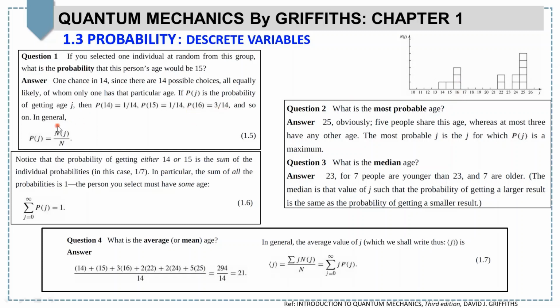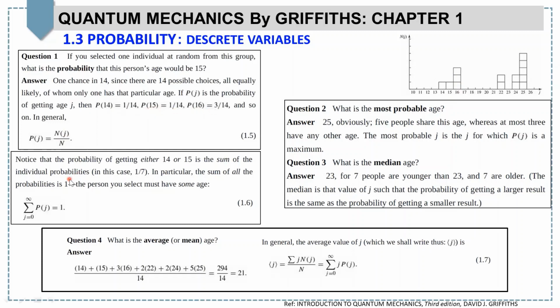And in general, we can write P(j) equals N(j) over N. N(j) means how many persons have age j, divided by the total number of persons. So this is the way we write this expression.